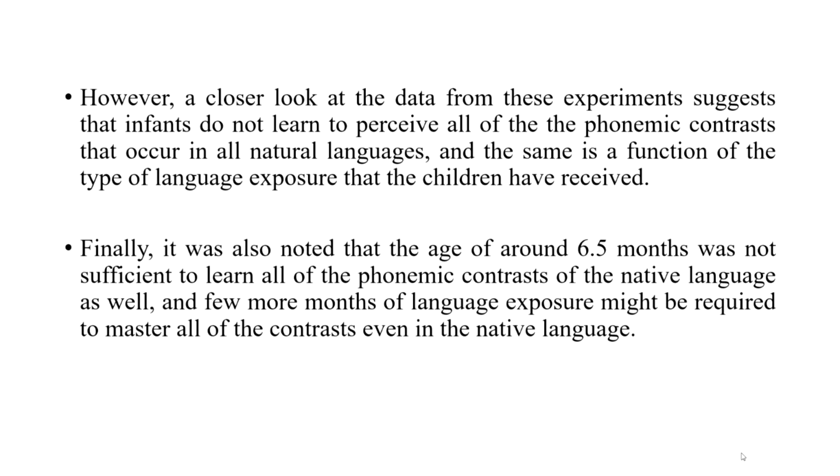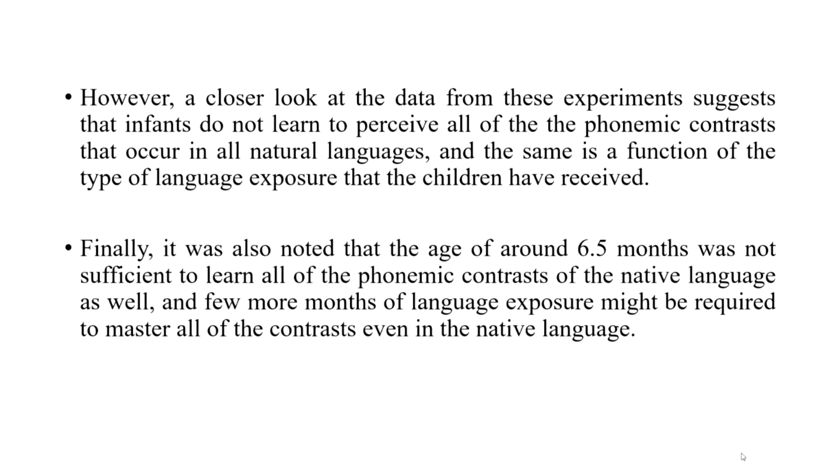Now, if you look at this data in more detail, the data from these experiments can be taken to suggest that infants do not learn to perceive all of the phonemic contrasts that occur in all natural languages, and that is in some sense a function of the type of language exposure that the children have received. So, there is a lot of research which basically says that while infants at a very early age are capable of perceiving phonemic contrasts across several languages, it is not that they are capable of distinguishing the phonemic contrasts of all known languages. There are more than 7,000, 8,000 languages. The assumption is not that they are able to distinguish across all languages, but a lot of languages, obviously, also a lot of languages additional to the native language or languages which are similar to the native language.